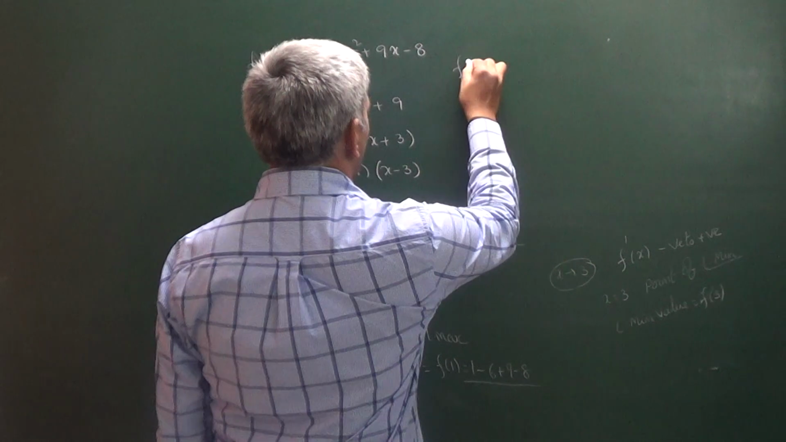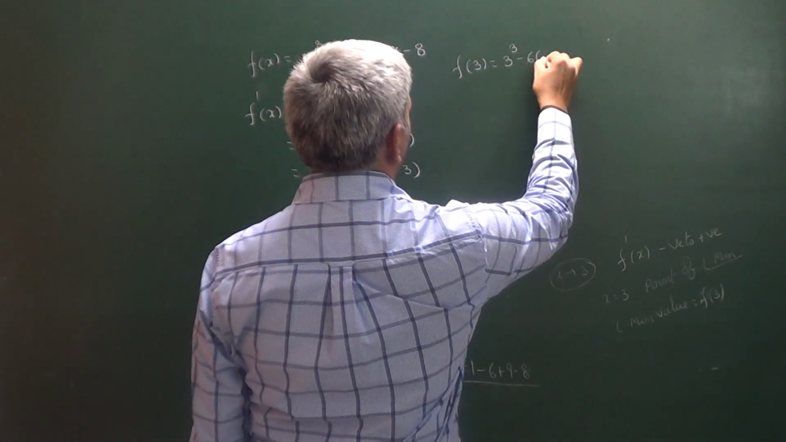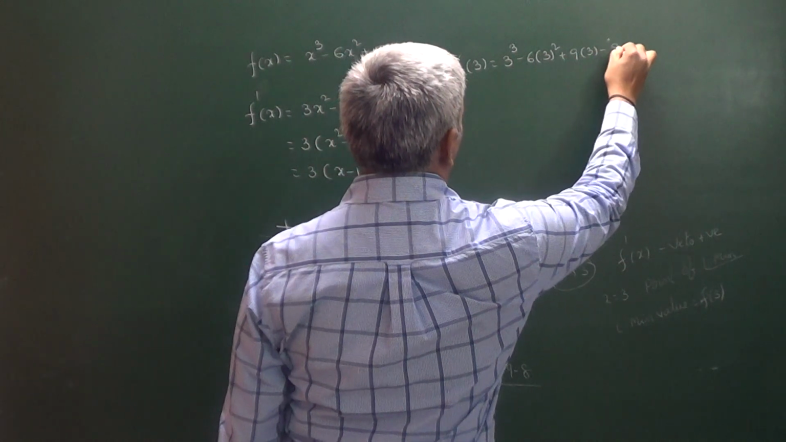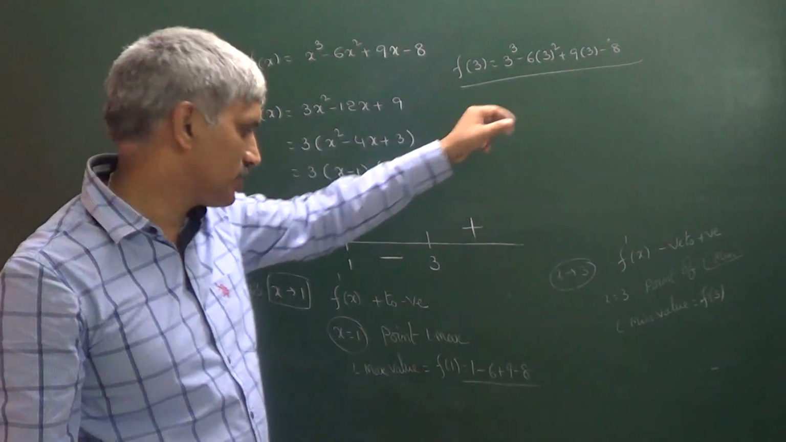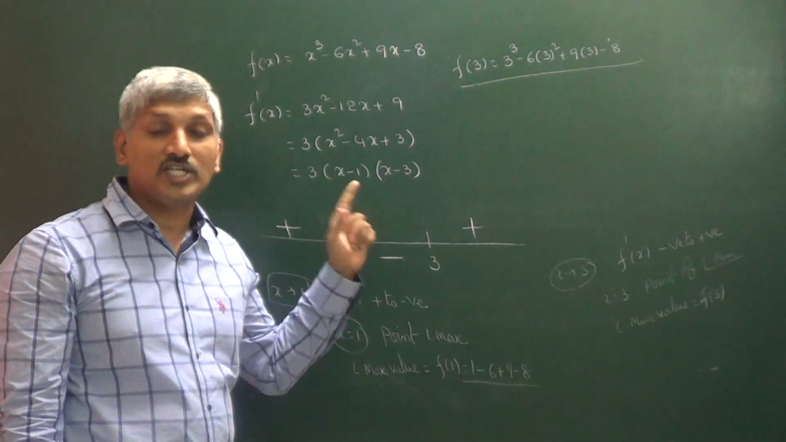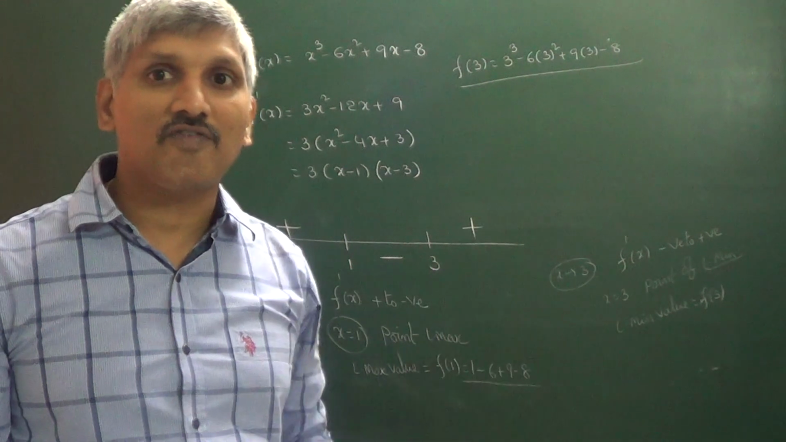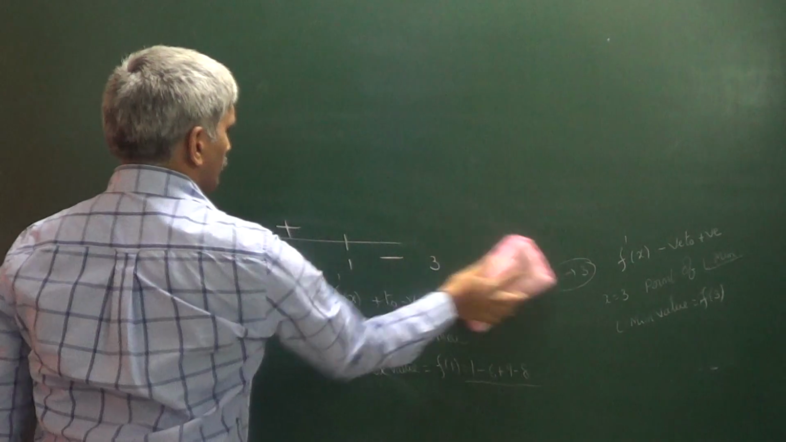That is nothing but f of 3 is equal to 3 cube minus 6 into 3 square plus 9 into 3 minus 8. So that is the local minimum value of the function, and this is the local maximum value of the function. So that is the way of finding local maxima and local minima by using the first derivative test. Now another example you can see.